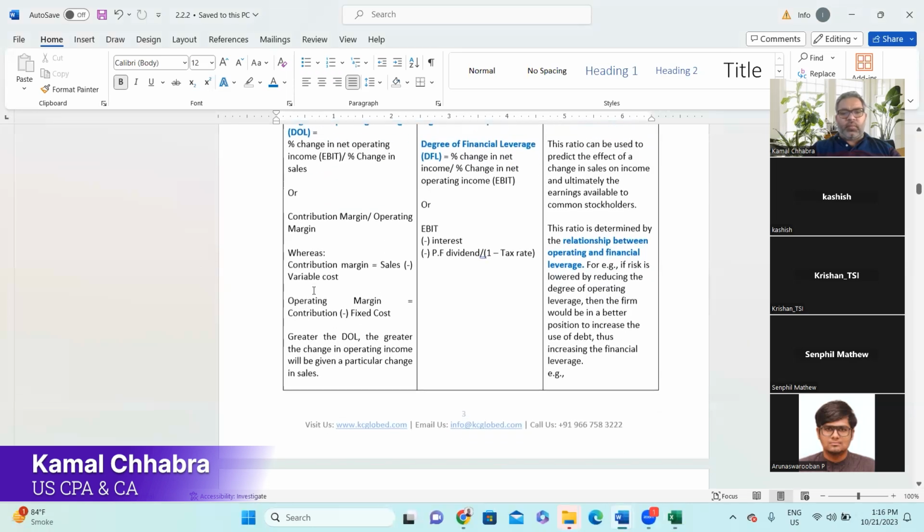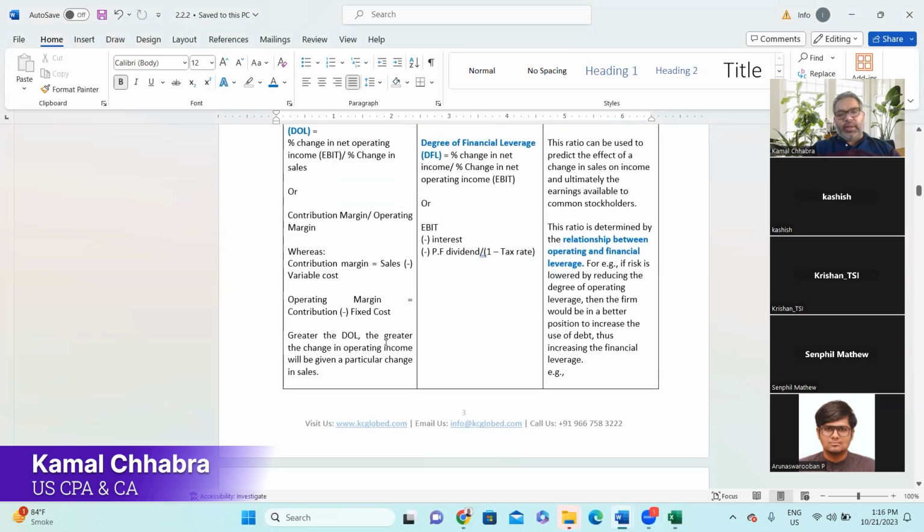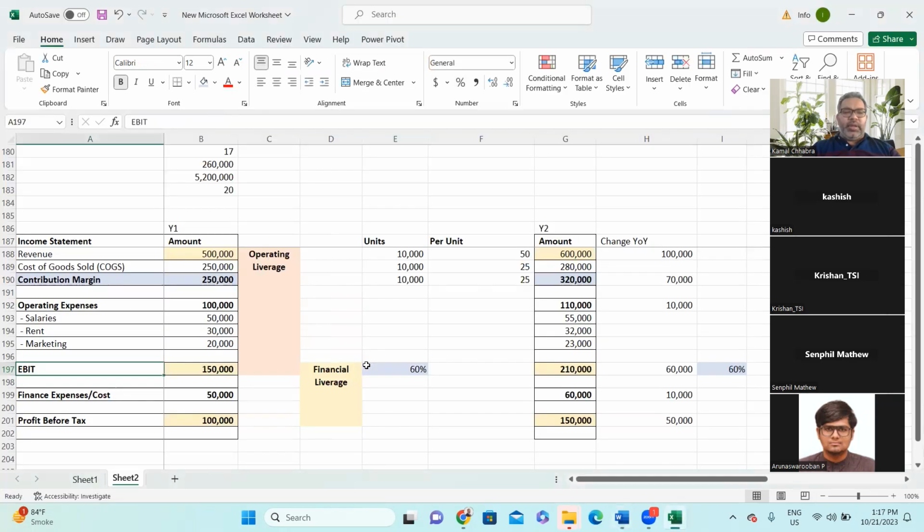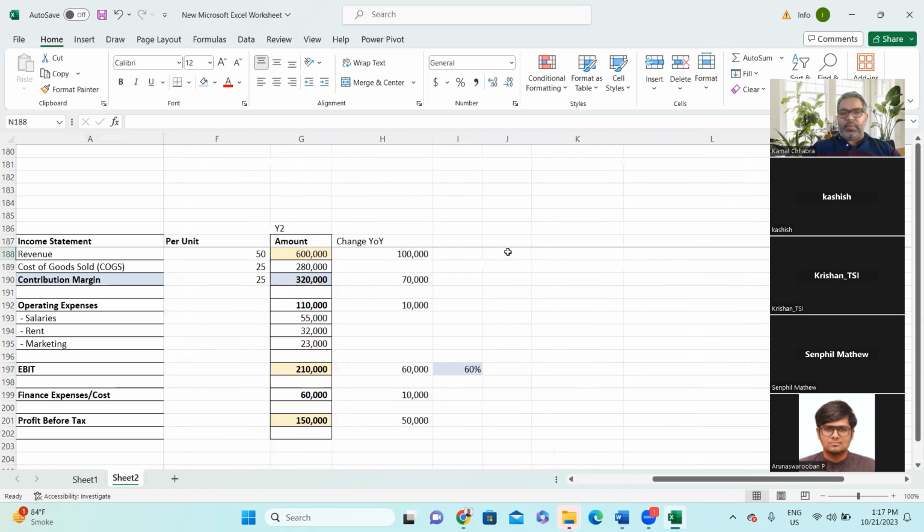Right? Greater the degree of operating leverage, the greater the change in operating income will be given in a particular change in sale. That means if operating leverage is increasing, your EBITDA will be increasing proportionate to your sales or proportionate to your contribution margin. So how it actually means, if I draw one more example here, what does it mean?